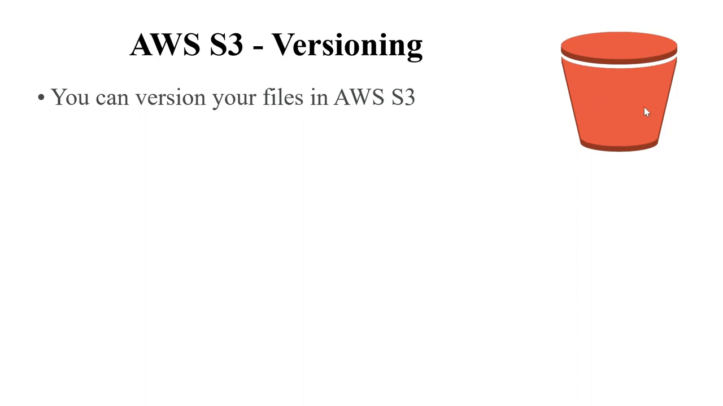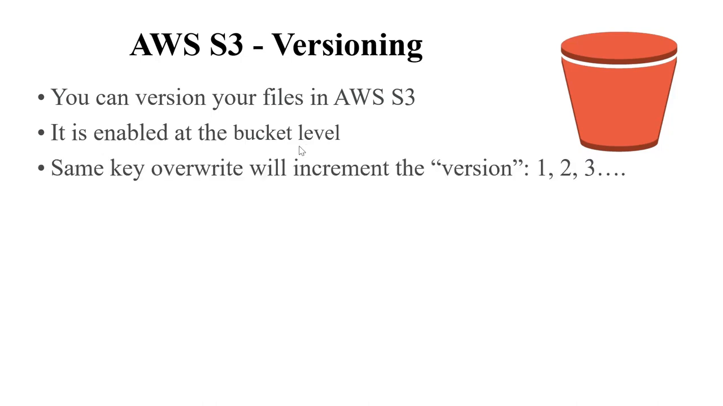If you have enabled versioning on that S3 bucket, then whenever you upload the same object, like the 10 a.m. file, it is going to keep a backup of it. And the 12 o'clock file you have uploaded, that is also a backup. Whenever you upload or update the object, it is going to keep that version of the file. It is enabled at the bucket level.